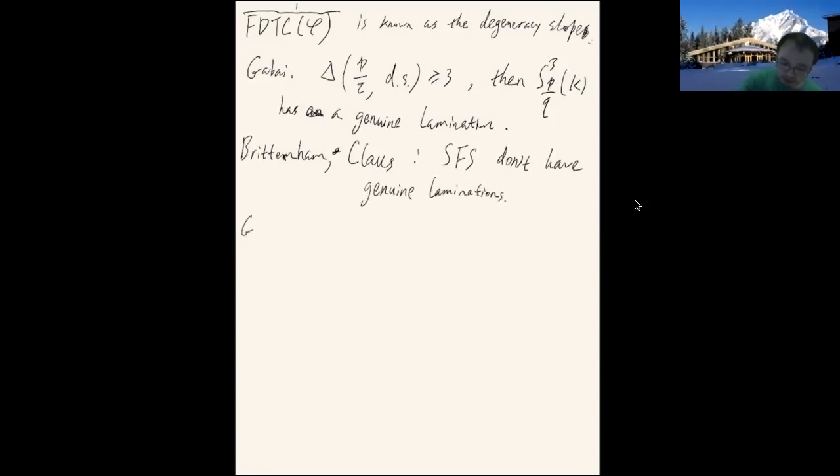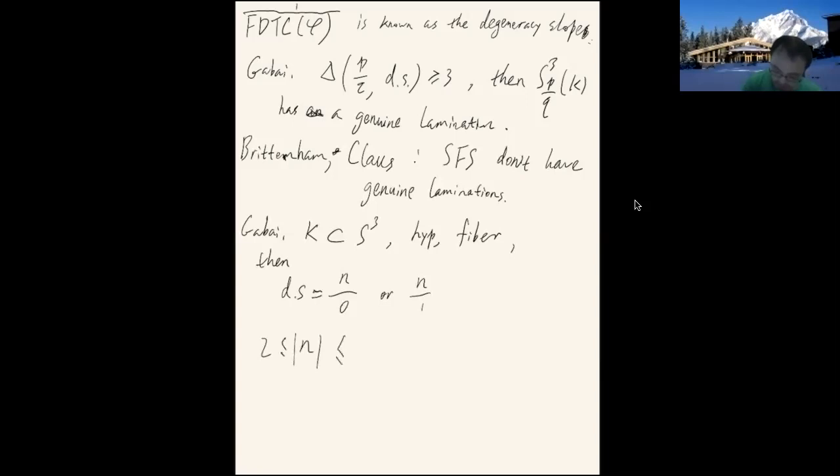And also, we want to use another result of Gabai. If you have a knot in S3 that is hyperbolic fibered, then the degeneracy slope should be either n over 0 or n over 1 for some n, with 2 less than or equal to the absolute value of n less than or equal to 4g(K) minus 2. So basically, you combine these results.